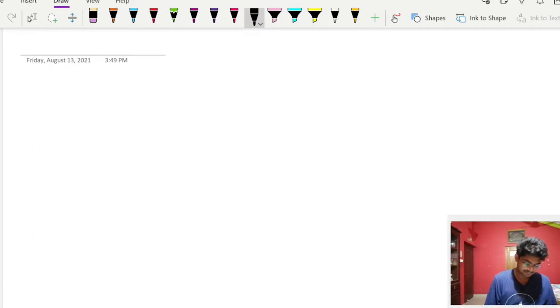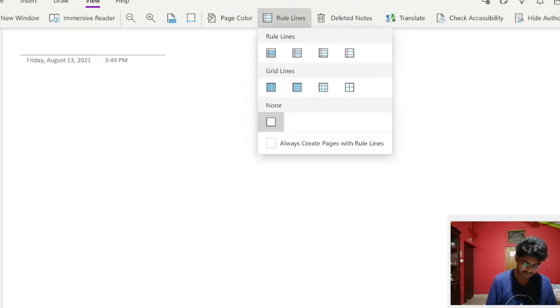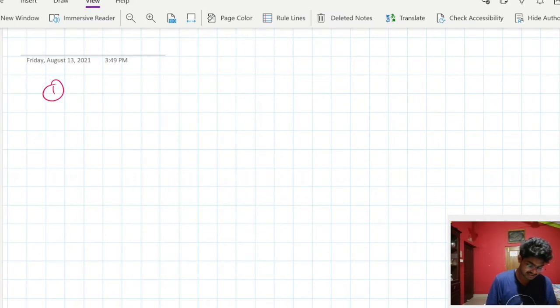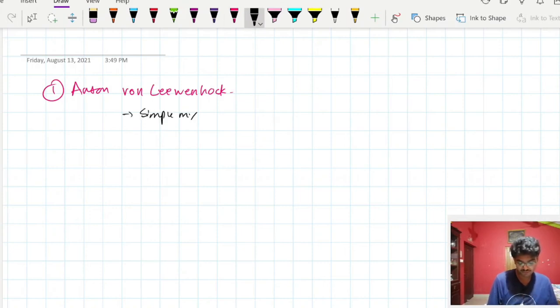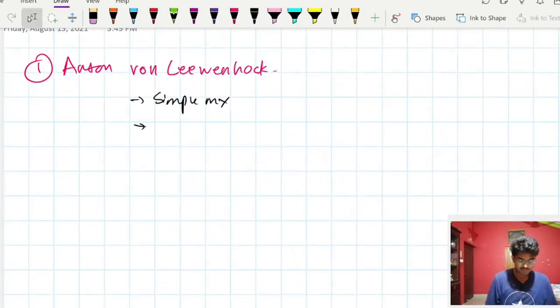The first scientist is none other than Anton von Leeuwenhoek. He is the one who innovated the simple microscope. So the simple microscope was invented by Anton von Leeuwenhoek. We already studied this in the plus one subject in biology. Anton von Leeuwenhoek found small things under the simple microscope, and he termed them little animals.